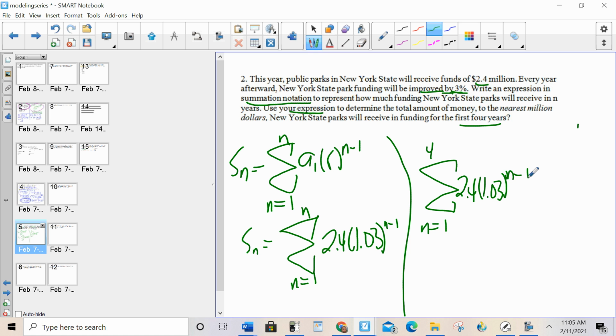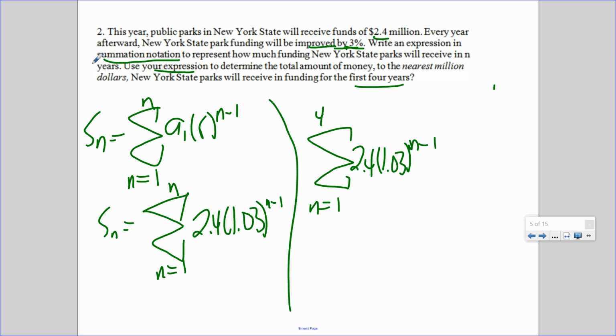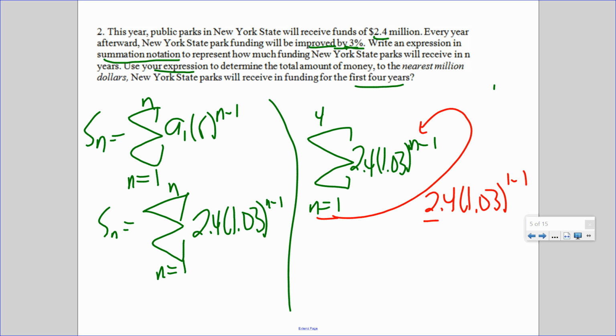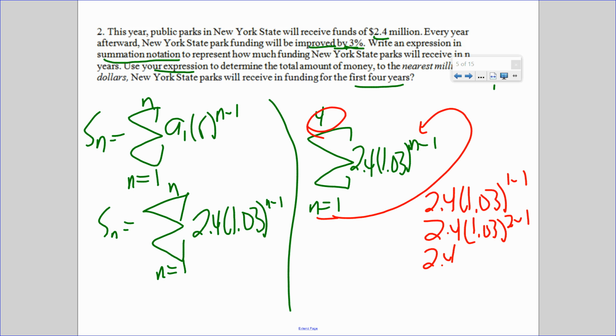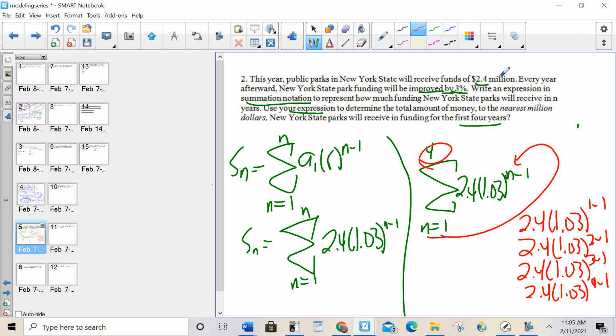And to evaluate summations, I start by substituting the number in the bottom in for n. So it'll be 2.4 times 1.03 to the 1 minus 1. And then I keep on subbing in until I get to the top number. You can use a calculator.